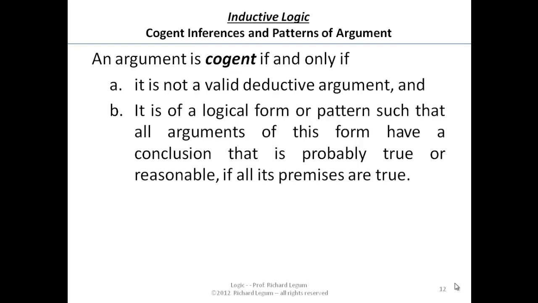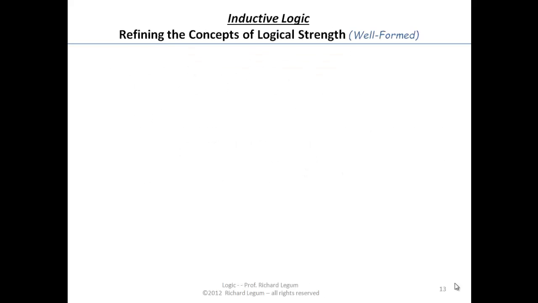Another way of thinking about that, or a similar way of defining a cogent argument, is one that's not valid, but it's of a logical form or pattern such that all arguments of this pattern have a conclusion that's probably true or reasonable if all the premises are true. So again, it's a matter of form that's well formed.